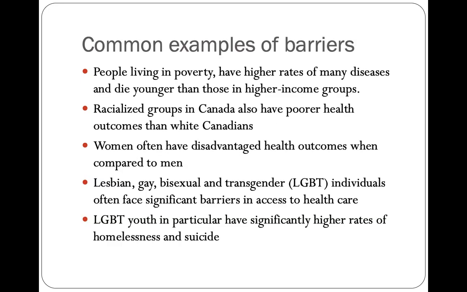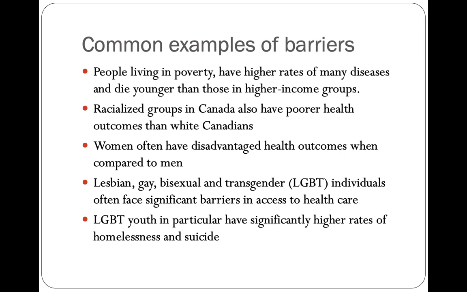So what are some common examples of barriers? People living in poverty have higher rates of many diseases and die younger than those in higher income groups. Racialized groups in Canada have poorer health outcomes than white Canadians. Women often have disadvantaged health outcomes when compared to men.